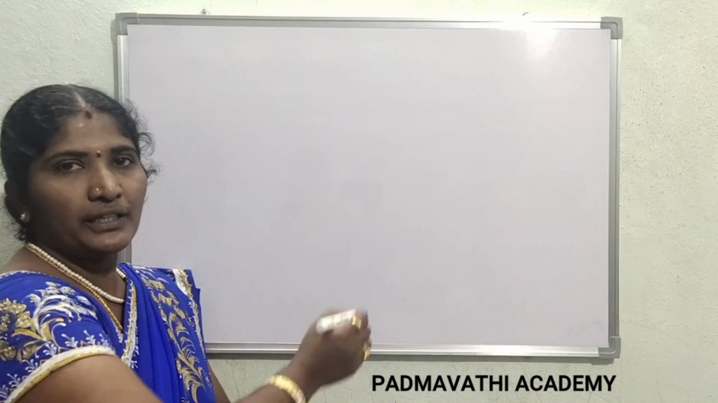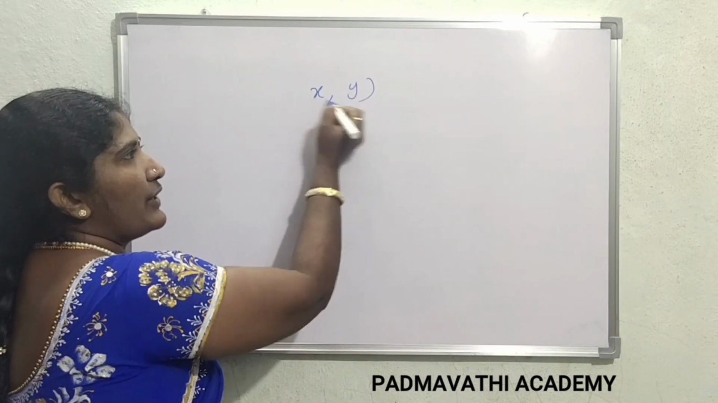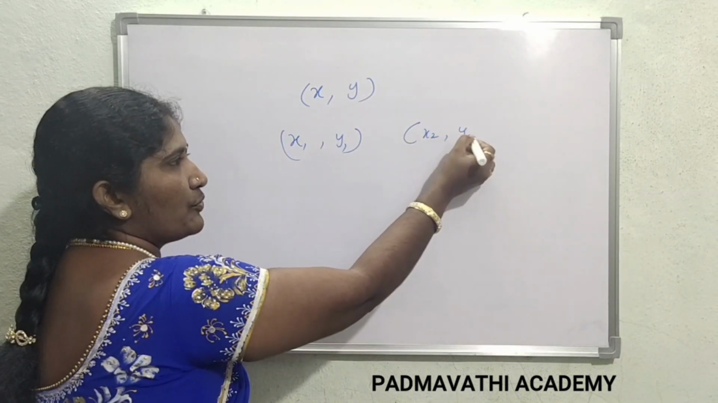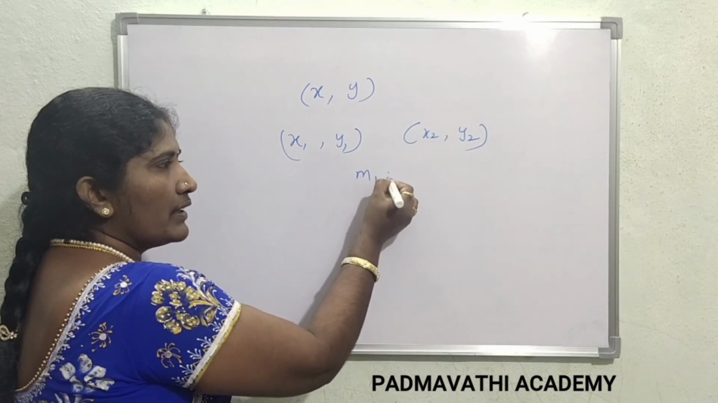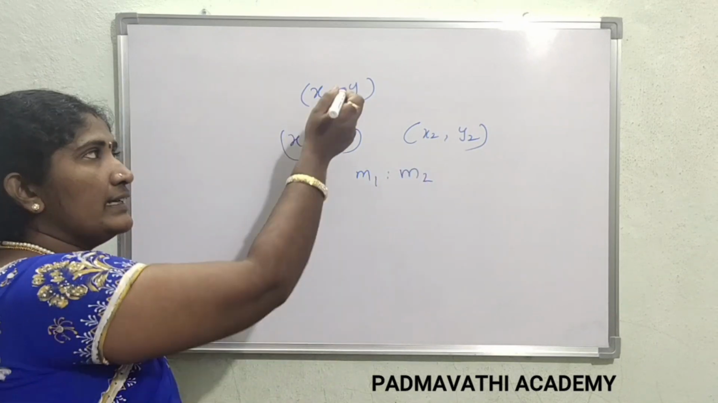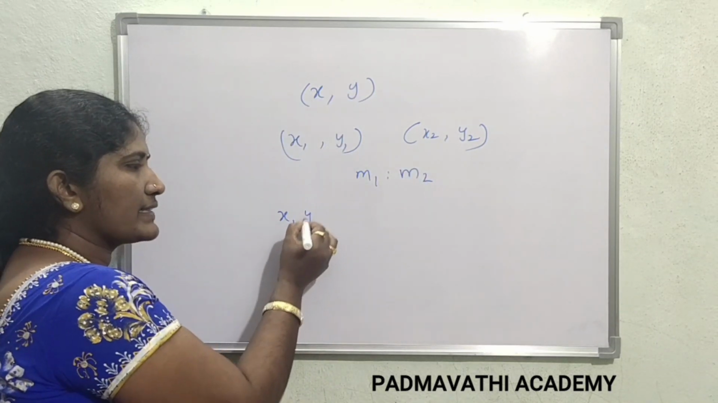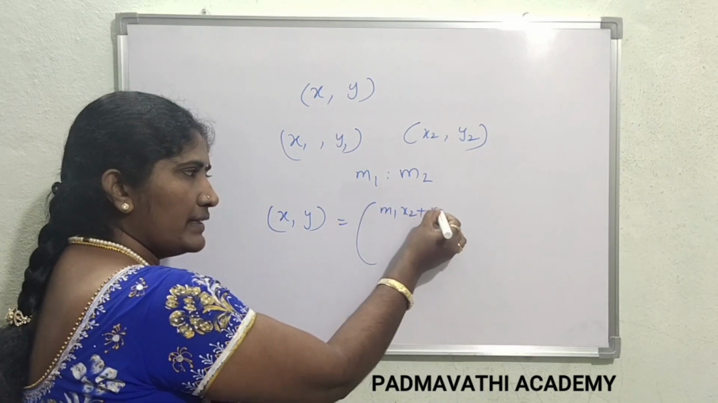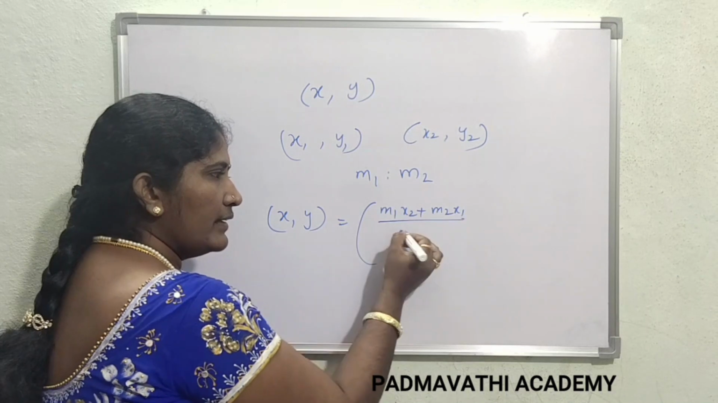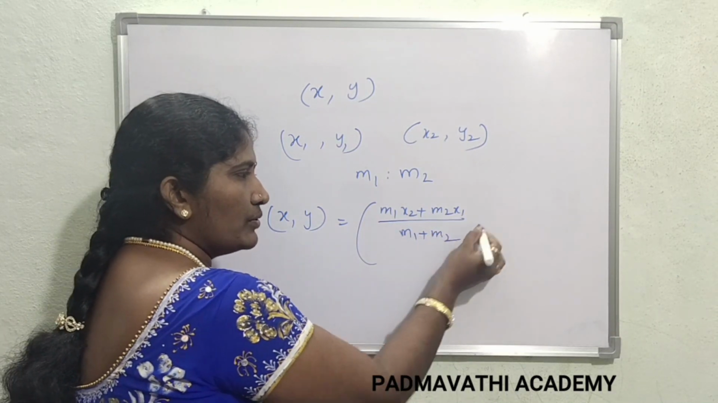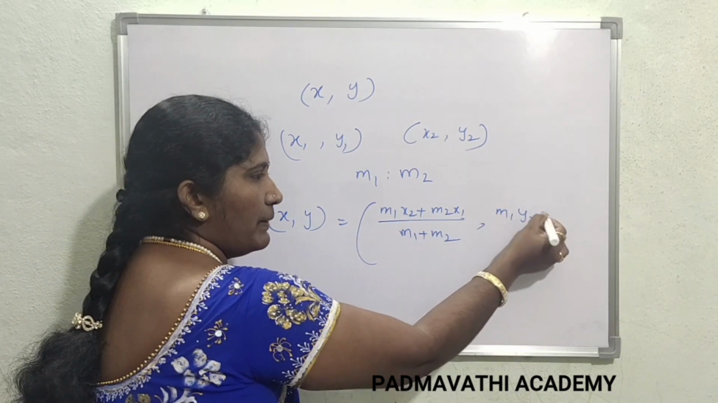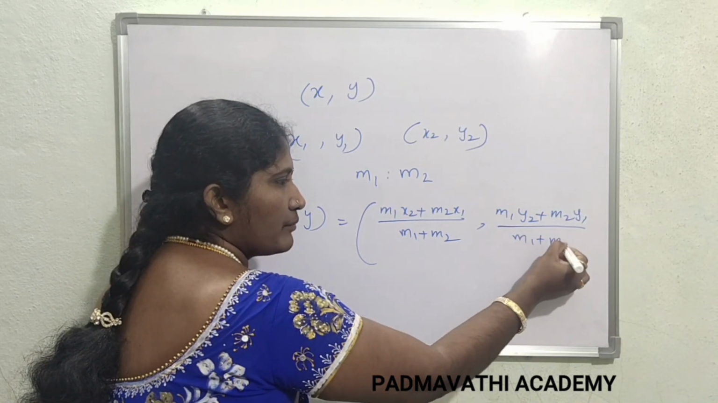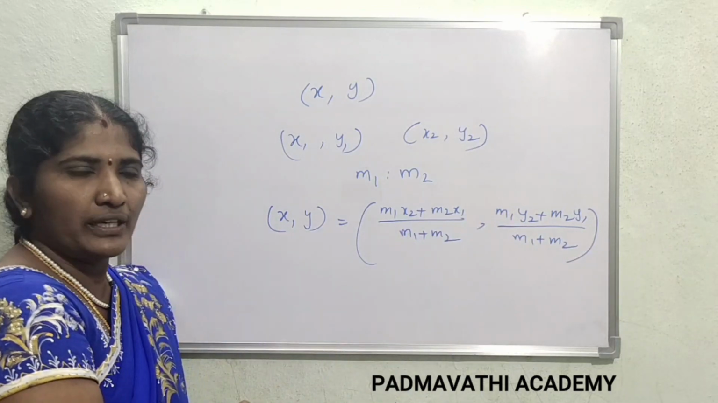What is the section formula? If a point (x, y) divides the given points (x1, y1) and (x2, y2) in the ratio m1 is to m2, then the section point (x, y) is equal to (m1 x2 plus m2 x1) by (m1 plus m2), (m1 y2 plus m2 y1) by (m1 plus m2). This is the section formula.